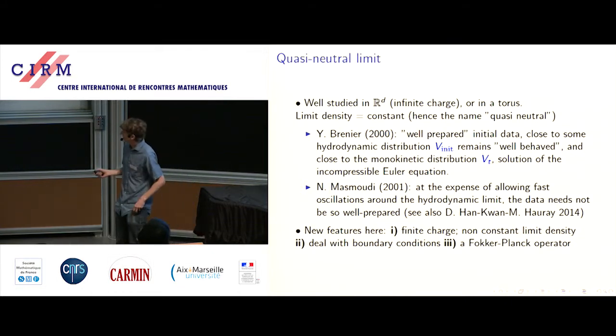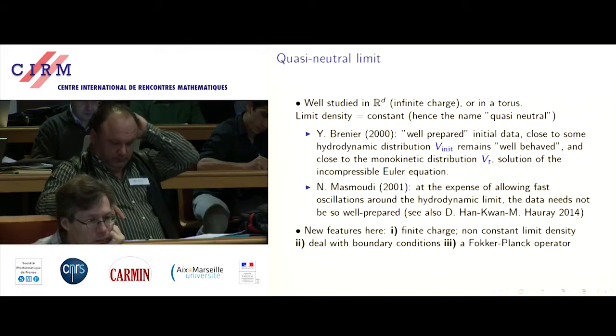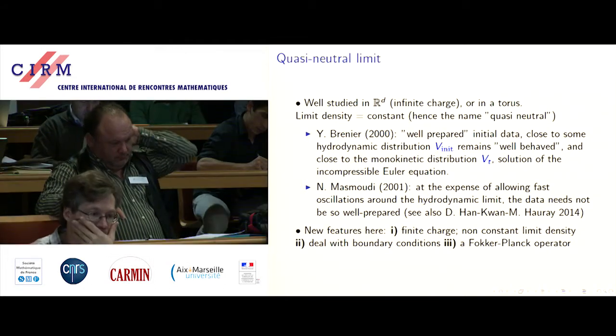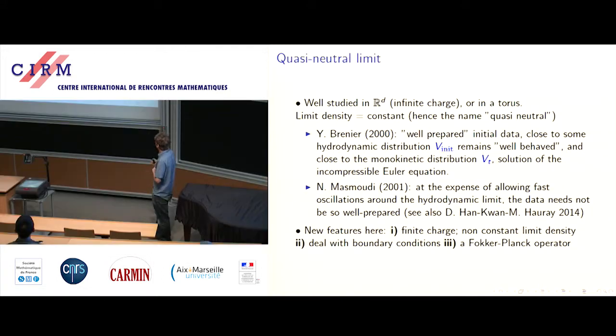So here, what are the different features that we have to deal with with respect to these previous works? We have a finite charge, so the limit density is not constant, or it's just constant on its support. But then there is the problem of the boundary. So we have to deal with a non-constant limit density and with the boundary conditions. And also potentially, if you really want to model the experiments I was talking about before, you have to add a Fokker-Planck operator.